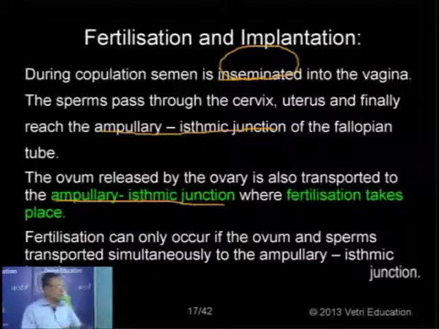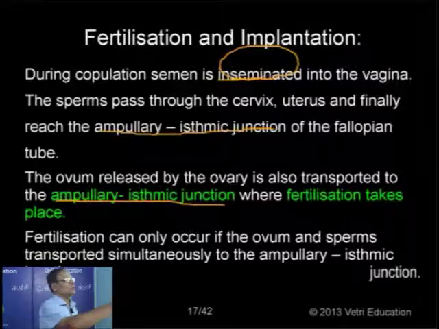So don't forget, the fallopian tube is the main place of the fertilization process, and specifically the region called the ampullary isthmic junction. We will see in the picture once again where this area is found. Fertilization can only occur, as I mentioned already, if the ovum and the sperm are simultaneously transported to this place.